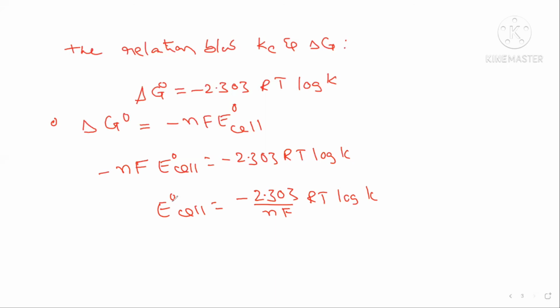The minus and minus cancel. E naught cell is equal to 0.059 by n into log K.